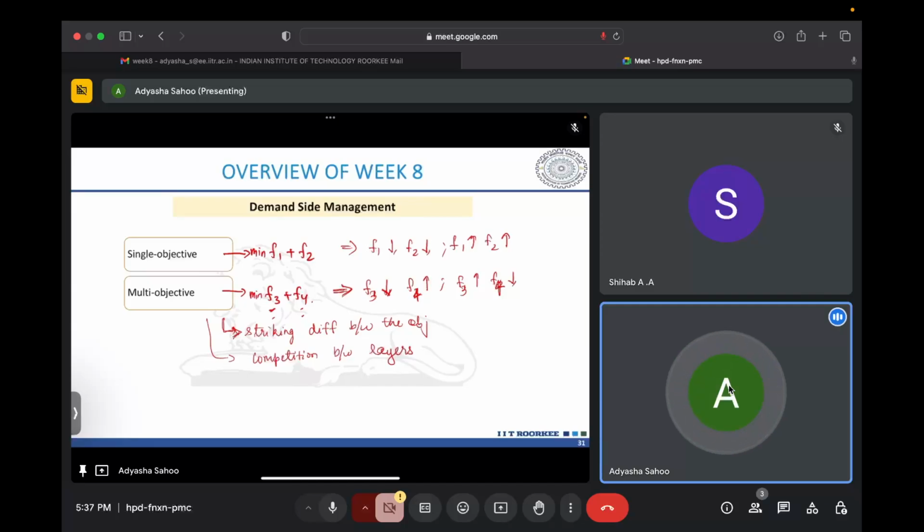In this multi-objective type of optimization problem, what we try to look for are the Pareto optimal solutions. That means you try to look for a region where this f3 and f4 can be balanced.